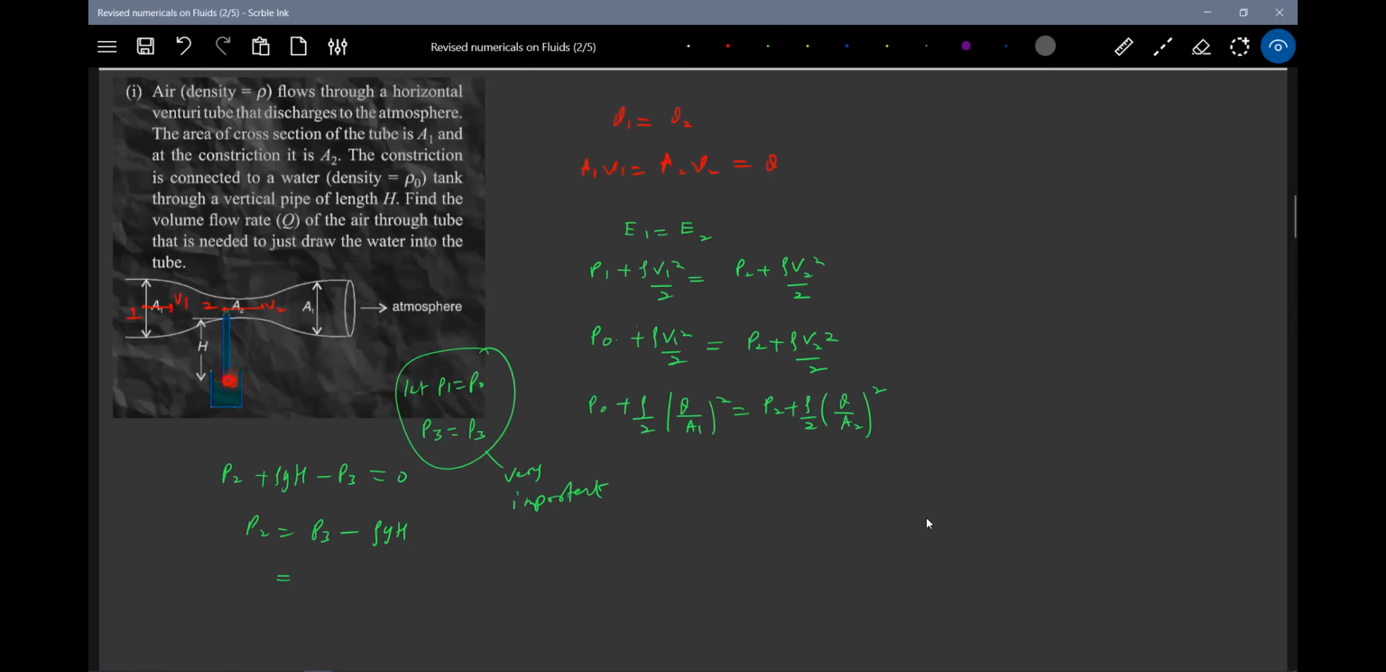What is the pressure at this point? It is a free surface, exposed to air, atmosphere. So what do you expect the pressure at this point? Should be P naught. Okay, got it. It should be equal to P naught. So P3 equal to P naught.